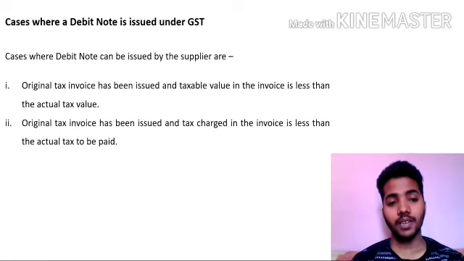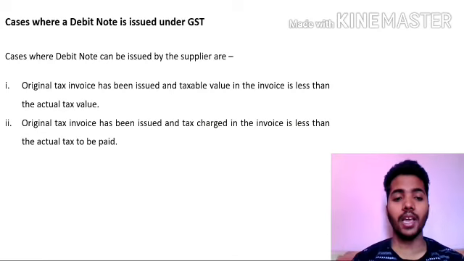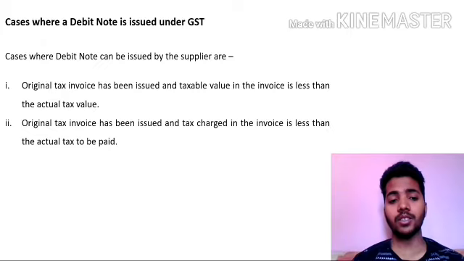then the supplier may issue a debit note to the recipient. And the second one is when an original tax invoice has been issued. If the supplier has issued an original tax invoice to the recipient and the tax charged in the invoice is less than the actual tax to be paid, if the tax charged by the supplier from the recipient is less than the actual tax paid, then the supplier may issue a debit note to the recipient.